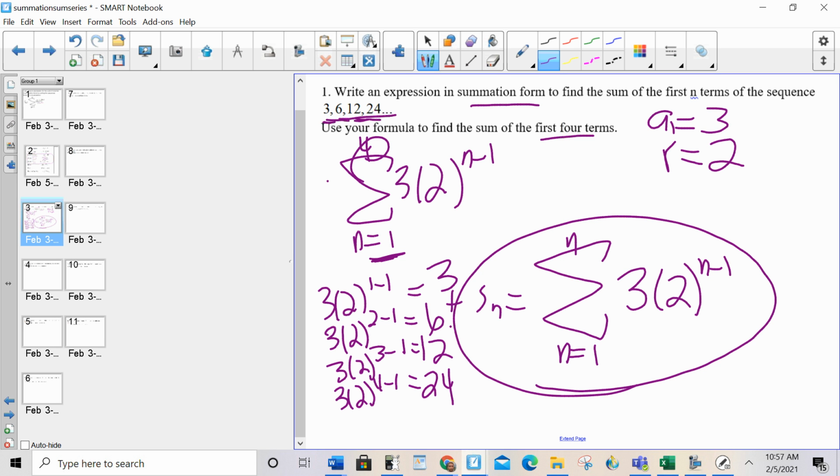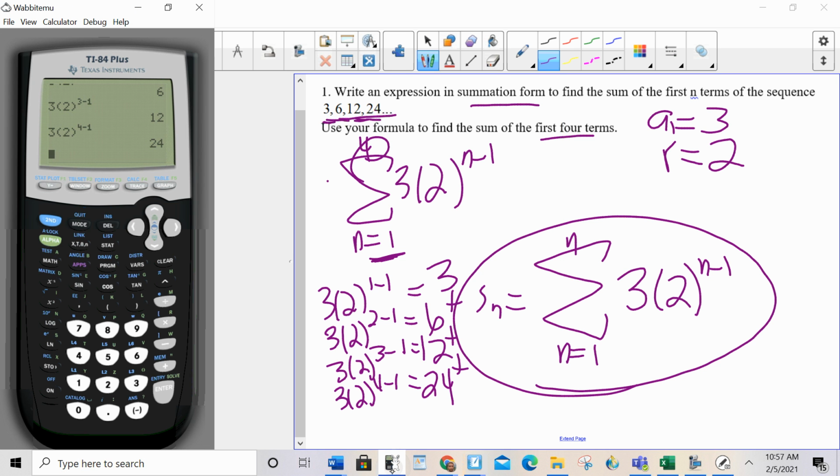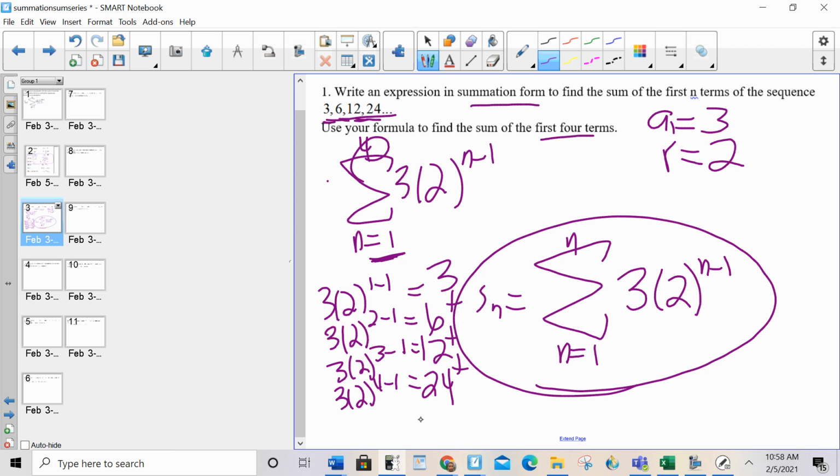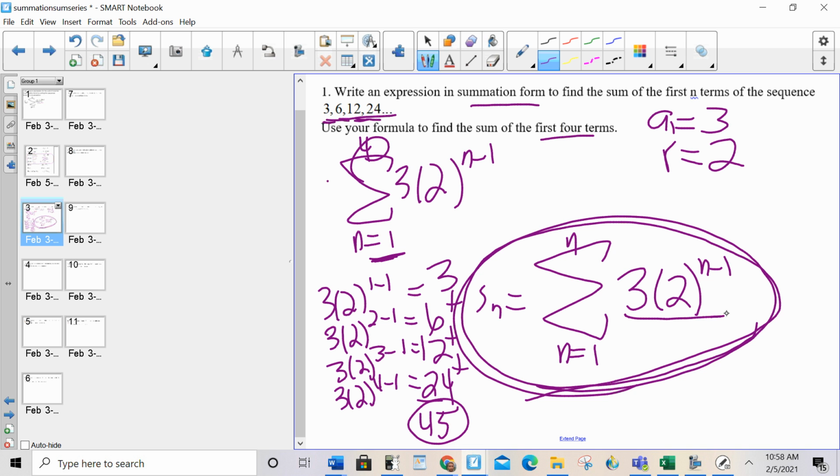I add them all together. 3 plus 6 plus 12 plus 24. And my answer is 45. So there's 2 questions. The expression in summation form, or I guess it's more of an equation, is this. You're literally putting the sequence formula in front of a summation, and then to evaluate it, whatever n is goes on top, and I evaluate the summation, which is what we did in the previous lesson. So if you're not comfortable with that, you can go back there.